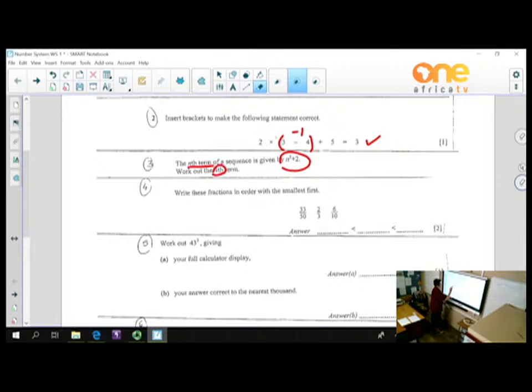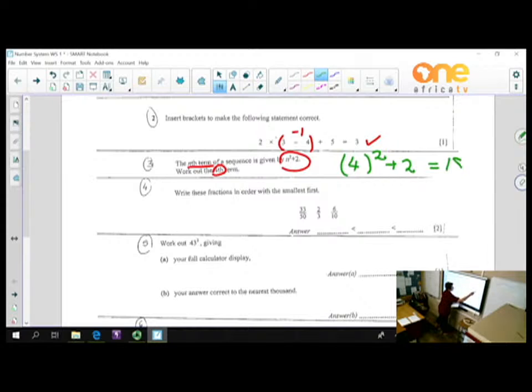And now they want the 4th one, so all that we're going to do is to substitute. So 4, it's important that you always substitute in brackets, 4 squared plus 2, and the answer is then 18. Use your calculators. So on our calculators, we use brackets, 4, close the bracket, squared plus 2 is equal to. Make sure that you know how to use your calculators.